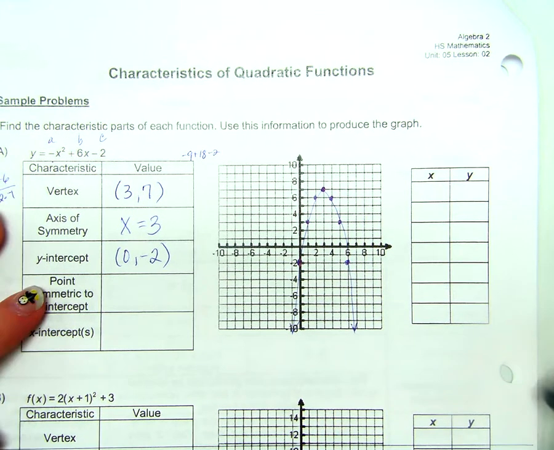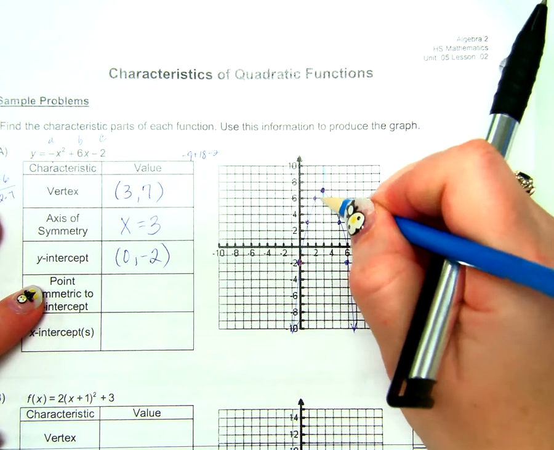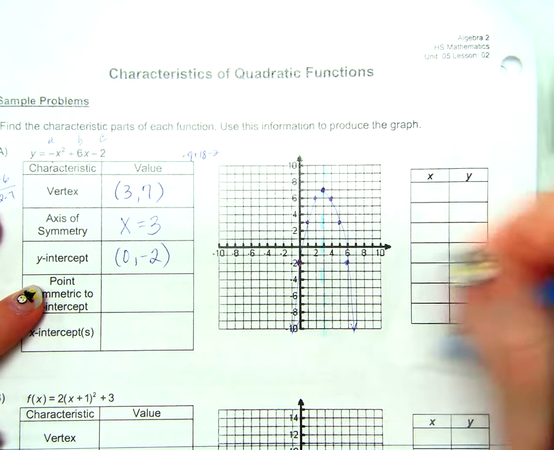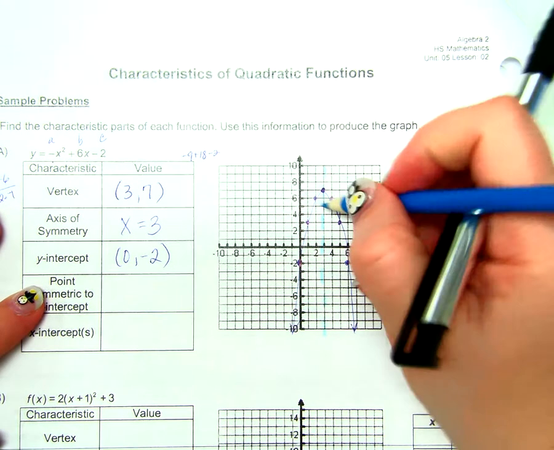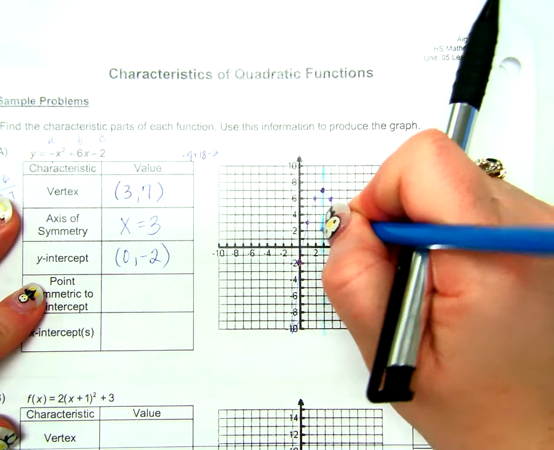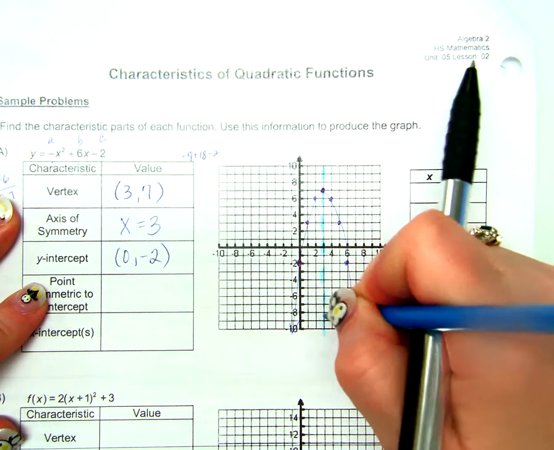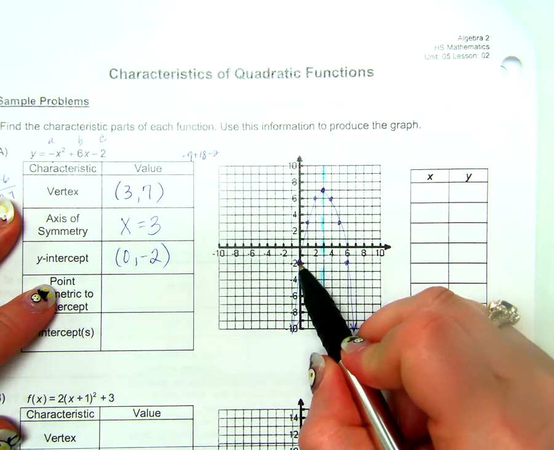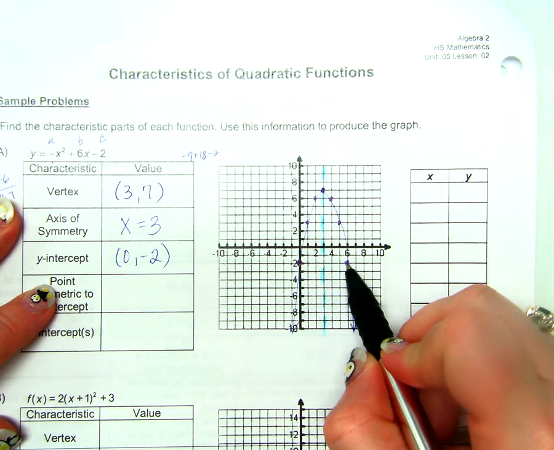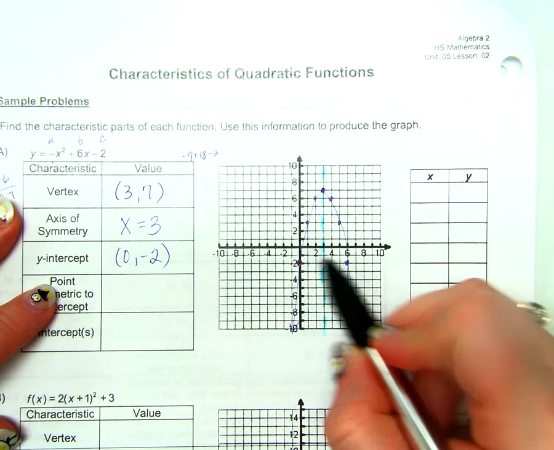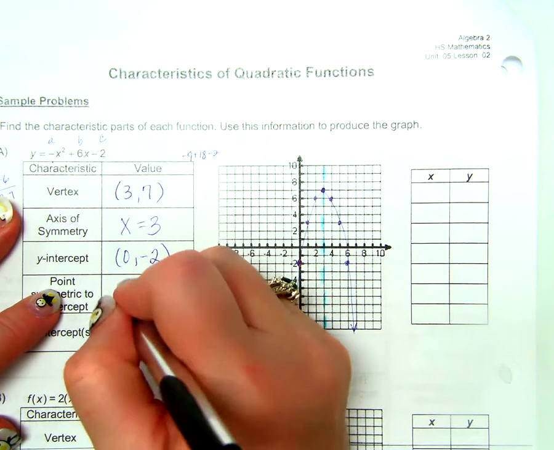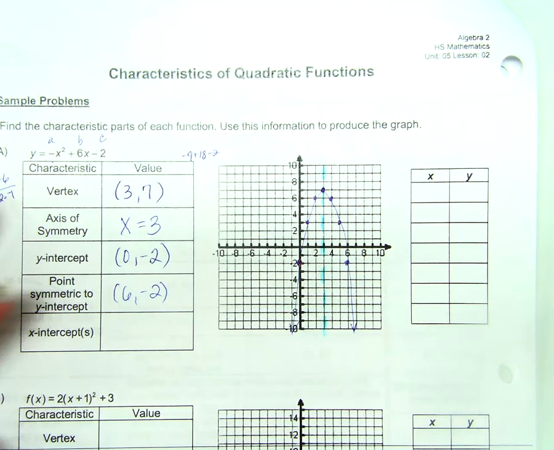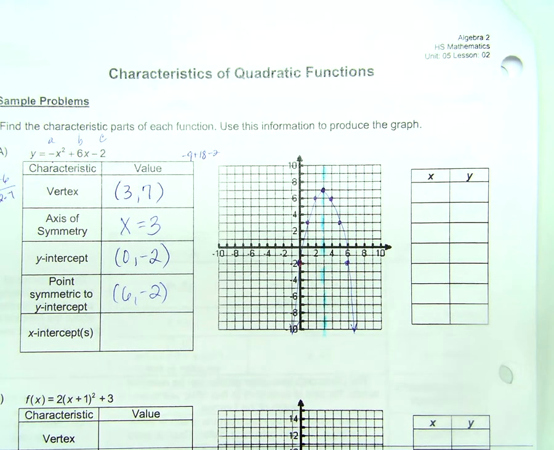And here is my axis of symmetry, right? Why do I keep picking colors that you guys can't see? Sorry about that. If that's my y-intercept, then the point on the other side is right there, isn't it? So it's (6, -2). See what I'm saying? Okay.